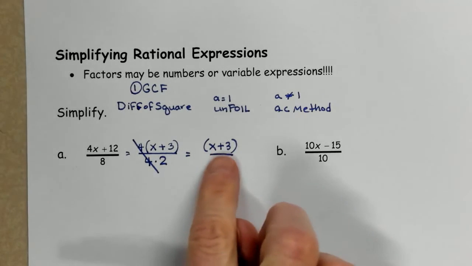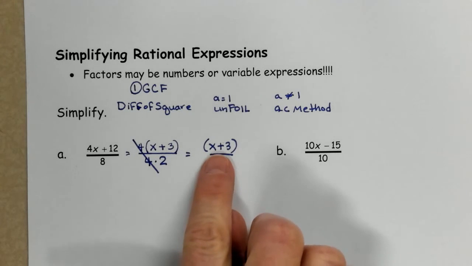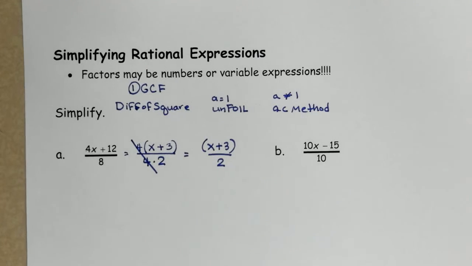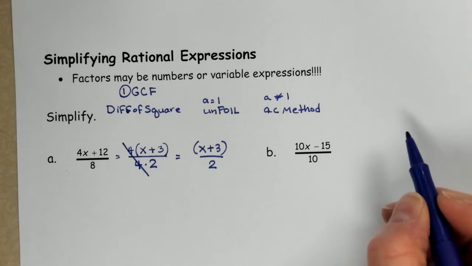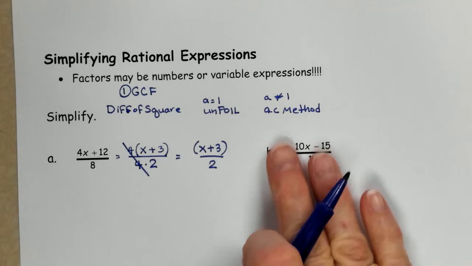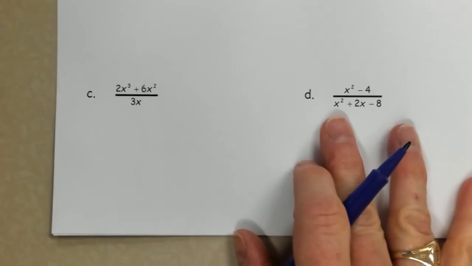I encourage you to leave these binomial factors in parentheses to keep you from doing too much canceling out. I'll show you what I mean in a better one than this. Okay, I'm going to skip this one. This one's very similar to what we had, and I'm going to move on to this row.